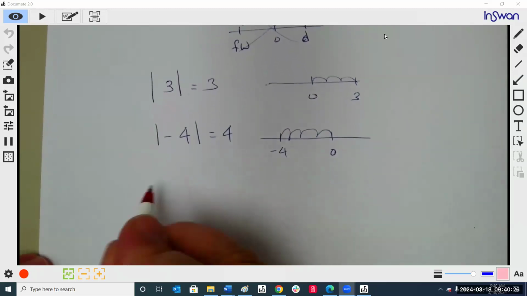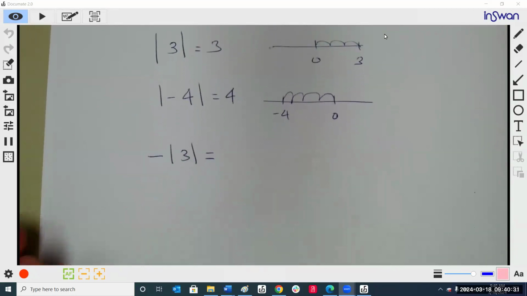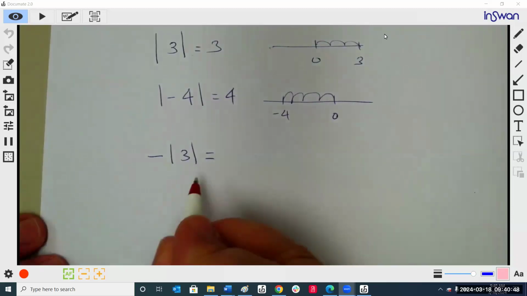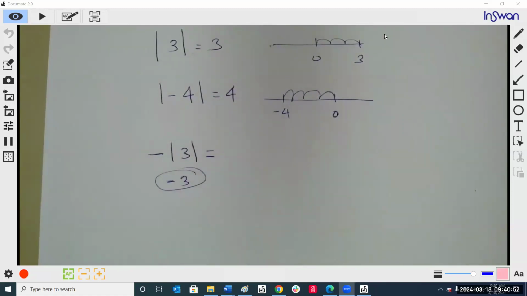But you have to be careful. What would that answer be? Think of order of operations. What do you do first? Can you do anything inside the operation? So now we do the operation. What's the absolute value of 3? It's 3. This negative stays in front. So the answer is -3. If it's outside, it stays negative.